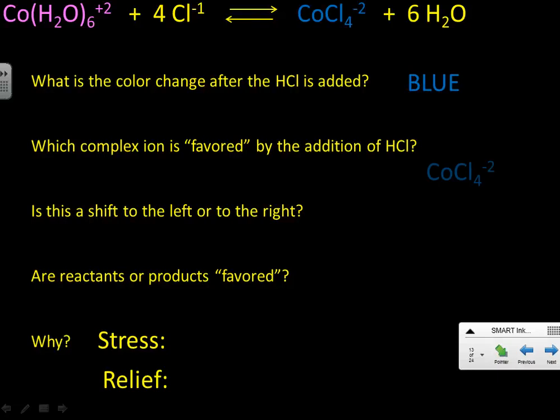Well, the blue ion, and that would be the CoCl4 anion. Is this a shift to the left or to the right? Well, since we produced more product, we say that it is shifted to the right. And when we say it's shifted to the right, what that really means is that the products were favored. More products got produced as a result of the stress.